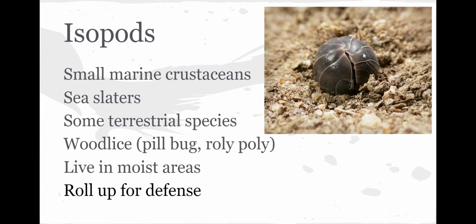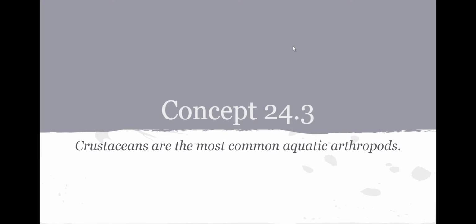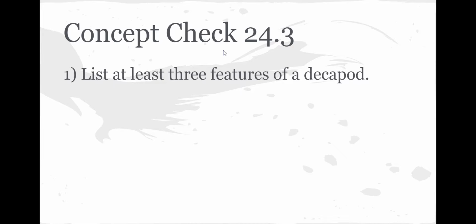And for defense, they roll up. Hence the name roly-poly, and that's probably what you learned them as when you were exploring nature as a little kid. So isopods is that last category. So we have our decapods, copepods, isopods, and barnacles. Those are the 4 groups of crustaceans.